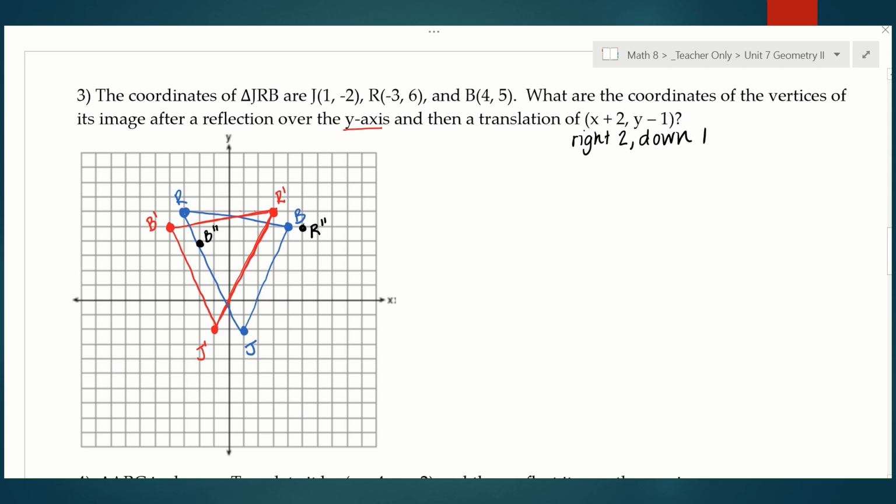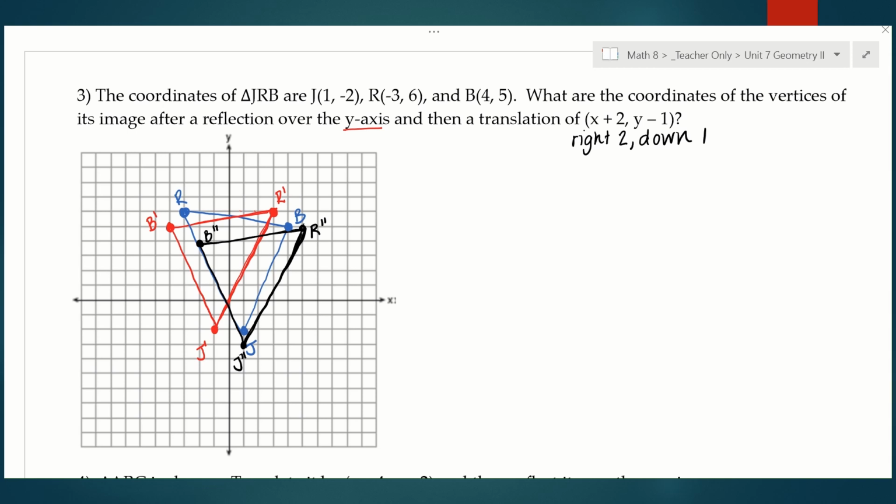B double prime and J double prime. So there's a lot of overlapping here. Hopefully my different colors help. So just a slight shift, a slight slide. And there we go. Now this one does say what are the coordinates of the vertices of its image.